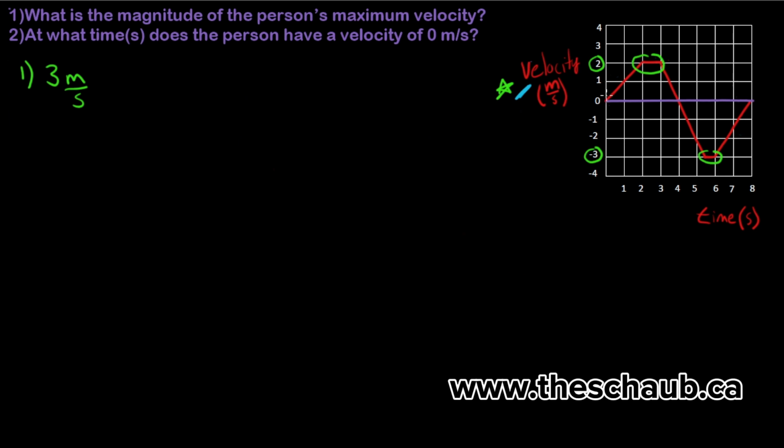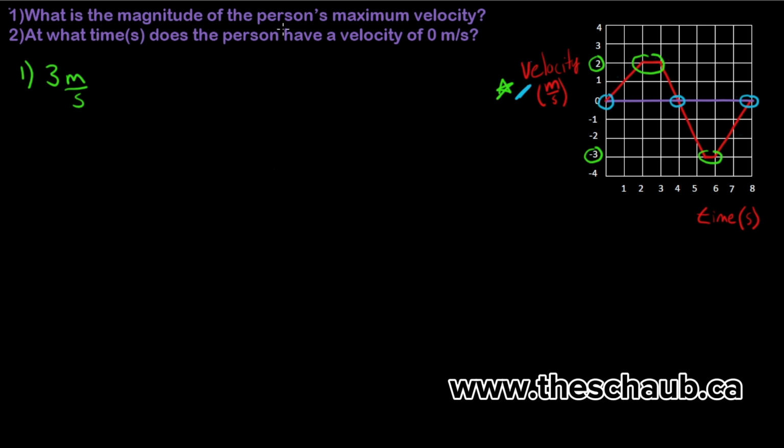So our person starts from rest here at a velocity of 0 meters per second and a time of 0 seconds. They then speed up, maintain a velocity of 2 meters per second before slowing down, coming to a stop again here at time 4 seconds, before speeding up in the negative direction, maintaining a velocity of -3, and then again slowing down in the negative direction before coming to a stop again.